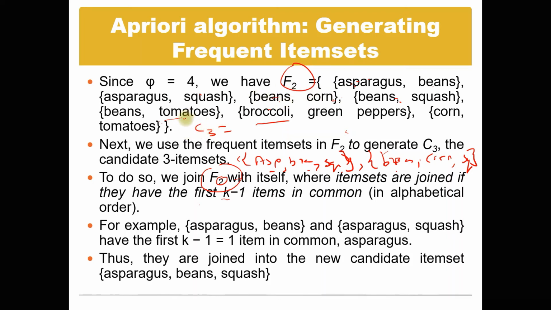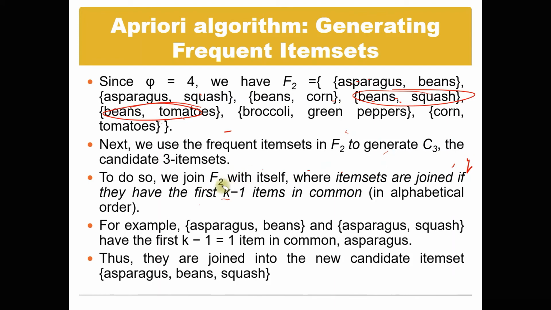All right, bean, cone, tomato, and bean, squash, tomato. So it will consist of these different sets: asparagus, bean, squash, that's one. And then I repeat, bean, cone, squash, right? Bean, cone, tomato, and then bean, squash, tomato. These are the different items that I have in my C3, right?